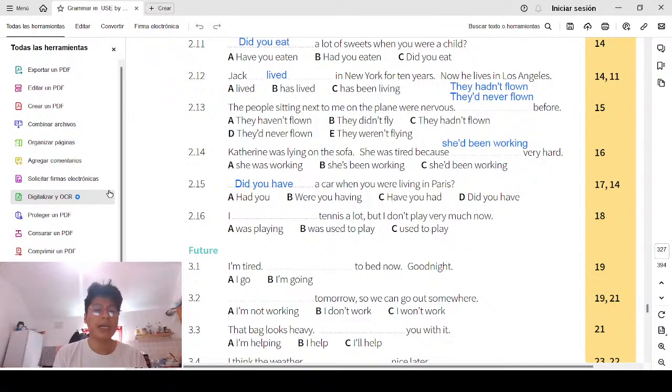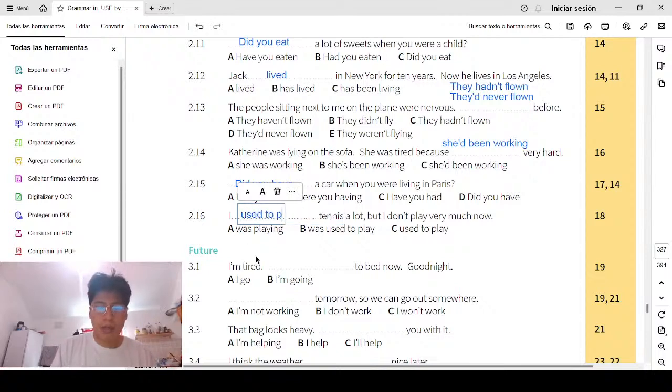For example, I used to play a lot, but I don't play very much now. We're talking about an activity, in this case playing tennis, in the past, but that person is not playing tennis anymore, or maybe he's playing, but just a little, not too much. We're talking about two activities that happened in the past, but in the present we are not doing anymore, or maybe we're still doing, but just a little. Okay, we're talking about when an action has finished. Used to play.